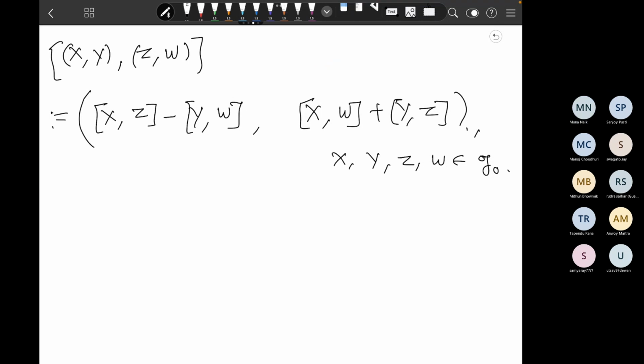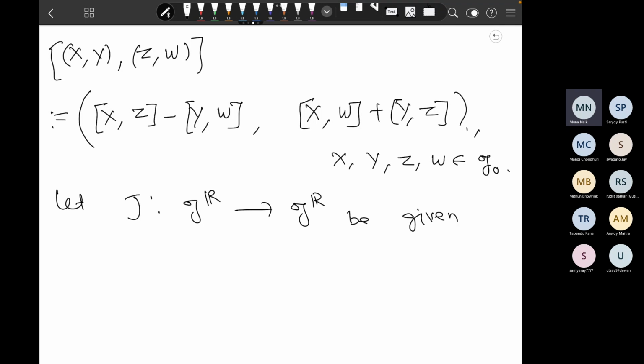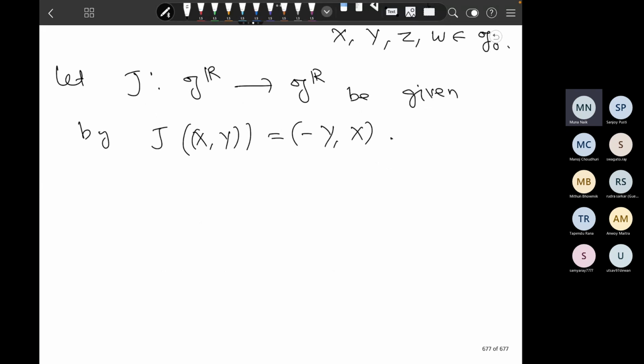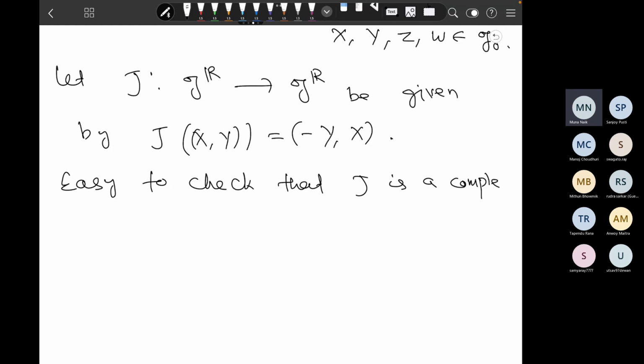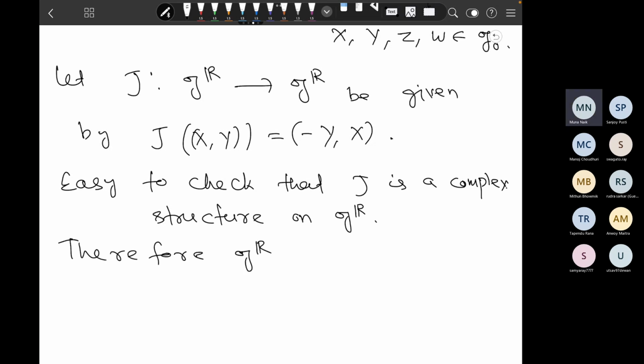So let J from G_R to G_R be given by J of (X, Y) equal to (minus Y, X). It is easy to check that J is a complex structure on G_R. Therefore, G_R has a complex Lie algebra structure.